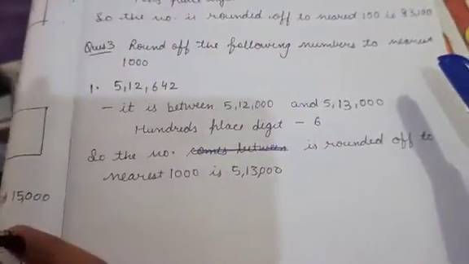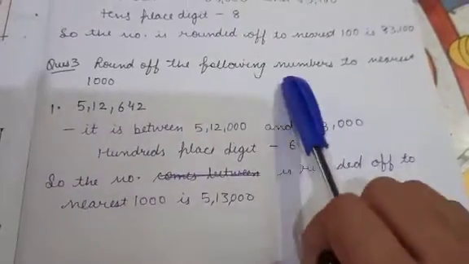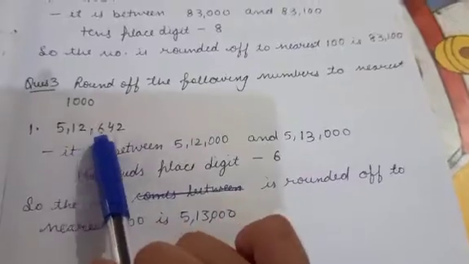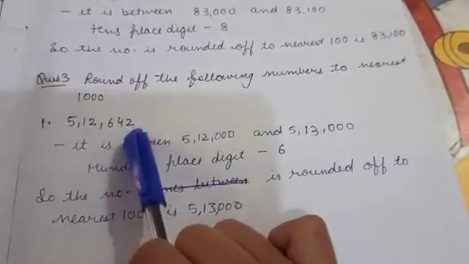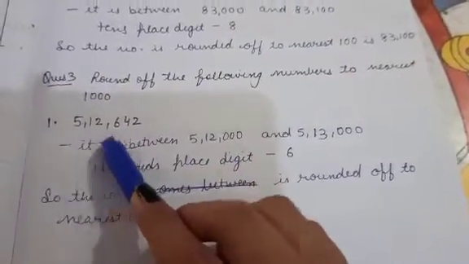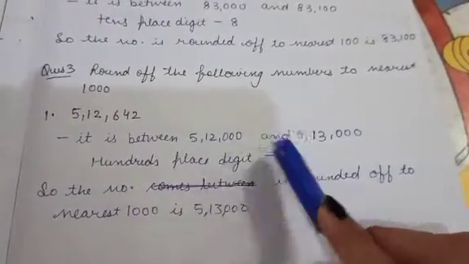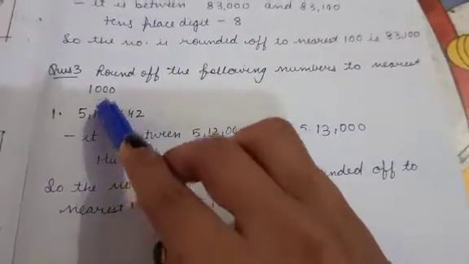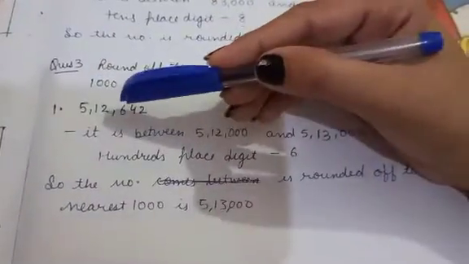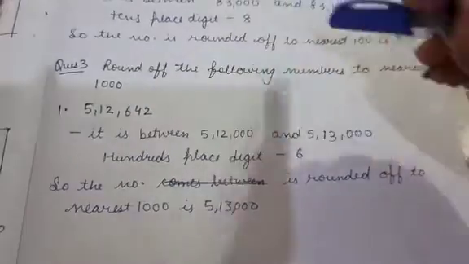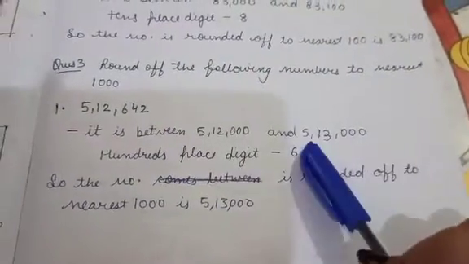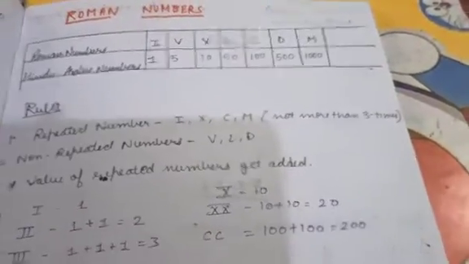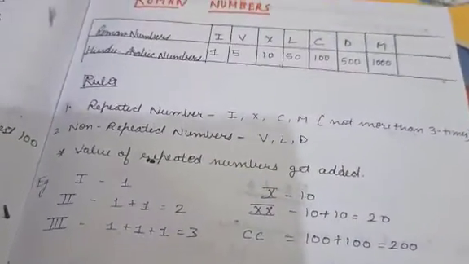Now let us move to question number 3. Round off the following number to the nearest 1000. The number given is 5,12,642. For the nearest 1000, it comes between 5,12,000 and 5,13,000. For the nearest 1000, I have to check the hundreds place digit. The hundreds place digit is 6, so it will round off to the upper limit, that is 5,13,000.